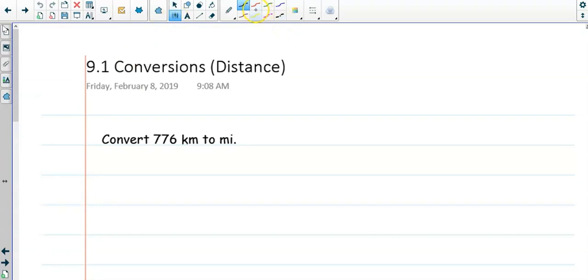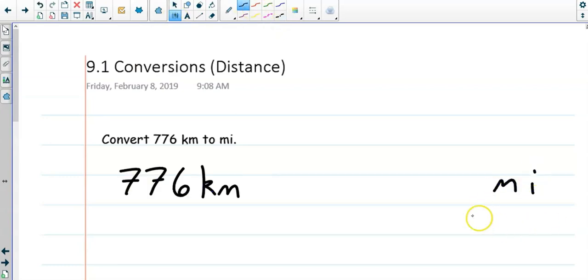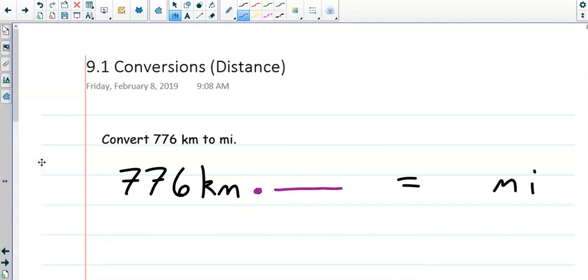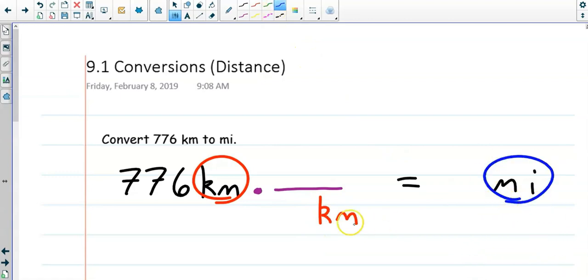So when we look at this, we have 776 kilometers. We want to take this into miles. So we need to find that fraction that's going to work for us. We know that we want to get rid of kilometers. So again, in that unit fraction, the km has to go on the bottom. We want to go to miles, so miles is on the top.